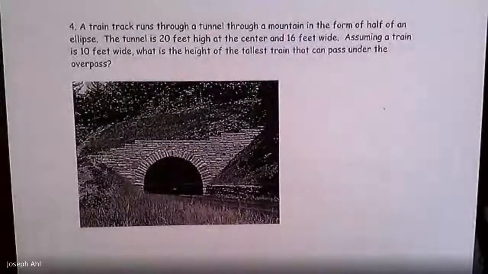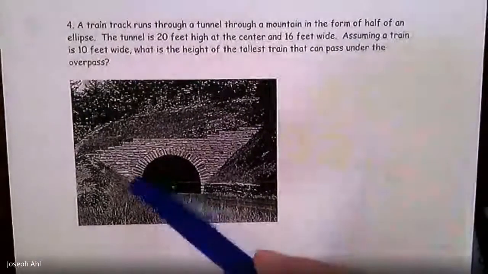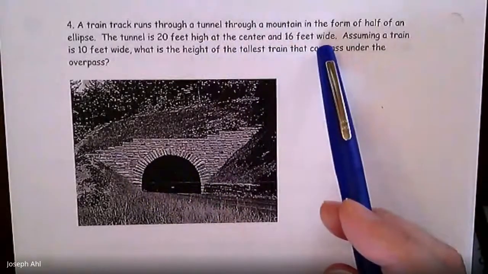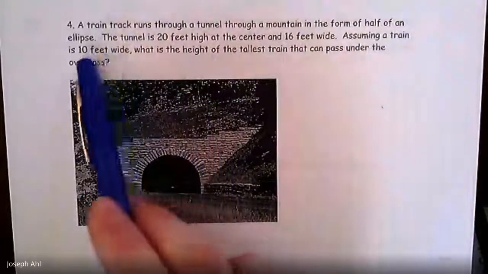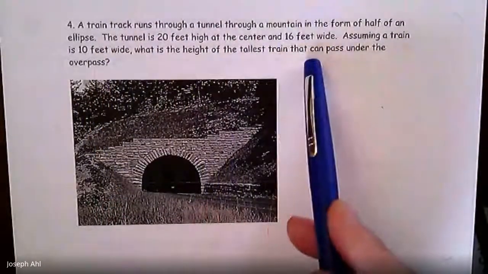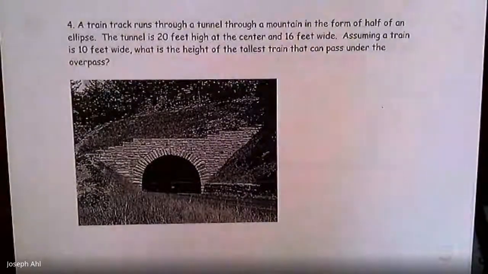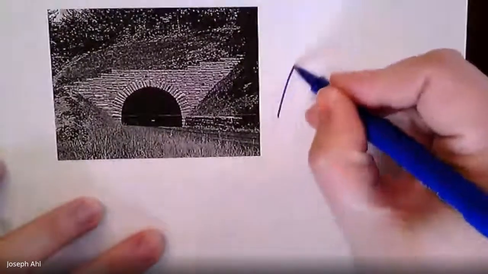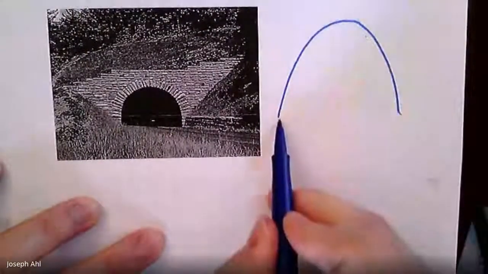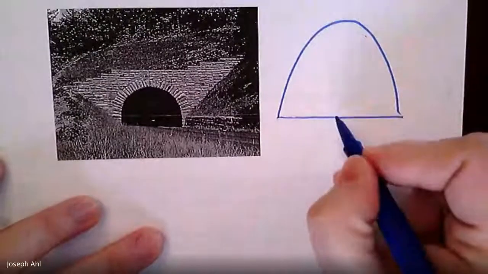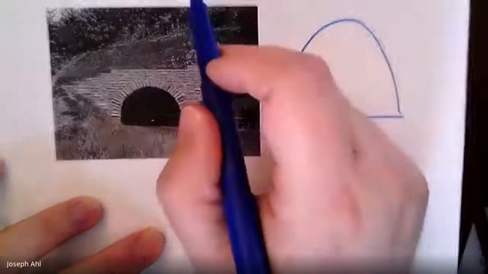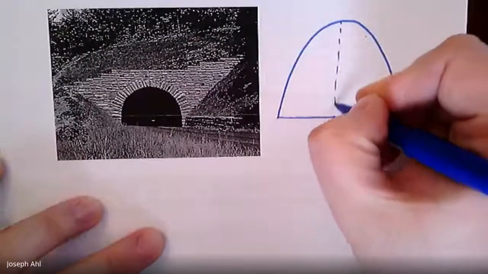It says a train track runs through a tunnel through a mountain in the form of half of an ellipse. So here's that path right here, that half of an ellipse. The tunnel is 20 feet high at the center and 16 feet wide. Assuming a train is 10 feet wide, what is the height of the tallest train that can pass under the overpass? We're going under the overpass. All right. I'm going to kind of recreate this off to the side. Okay, so here's my tunnel picture. And I'm going to say that's the center of this little half of an ellipse. And going back to the information, it's 20 feet high at the center. So this is 20 feet right here.